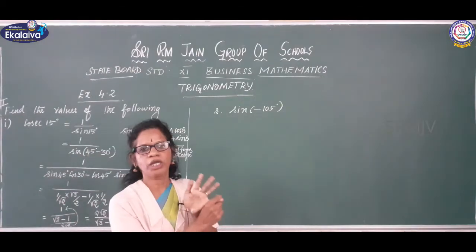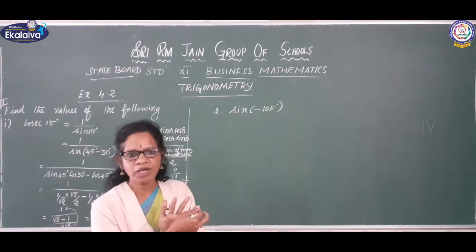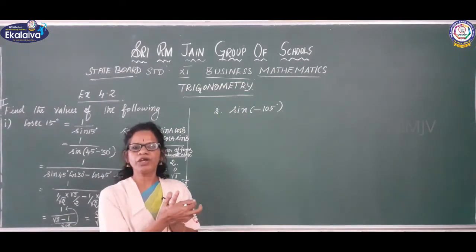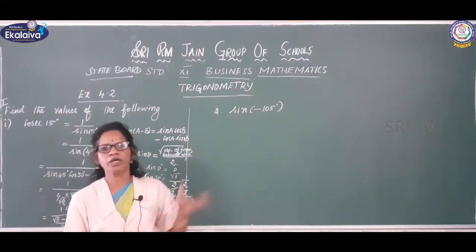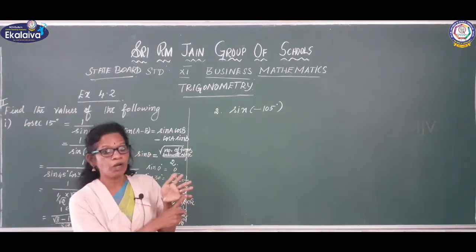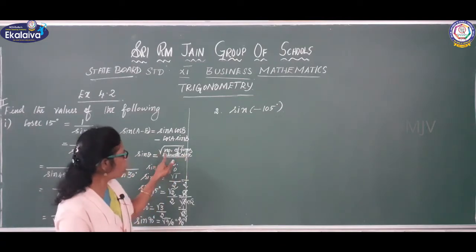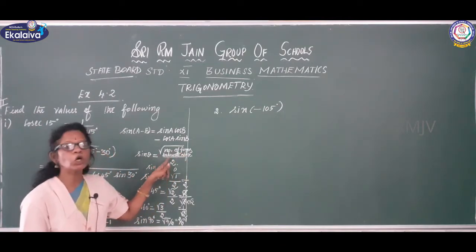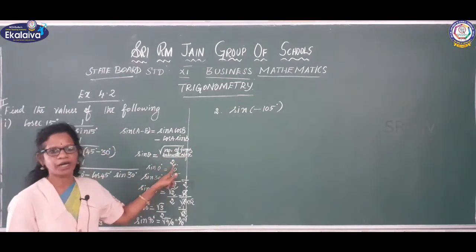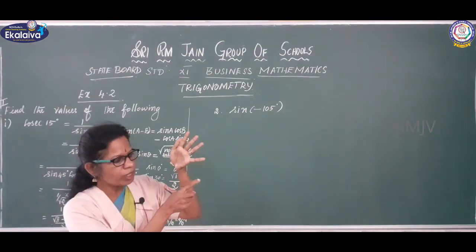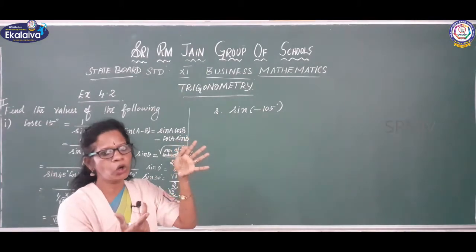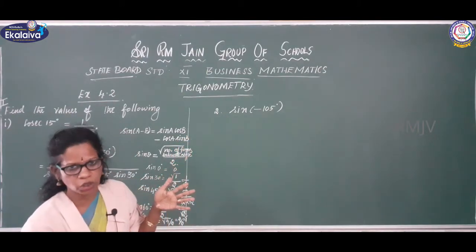This is my 0 degree, pinky finger. Ring finger is 30 degree. Long finger is 45 degree. Index finger is 60 degree. Thumb finger is 90 degree. The formula: square root of number of fingers below the angle divided by 2. So, this is my 0 degree. Below the pinky finger, is any finger there? No. So, sin 0 is 0.